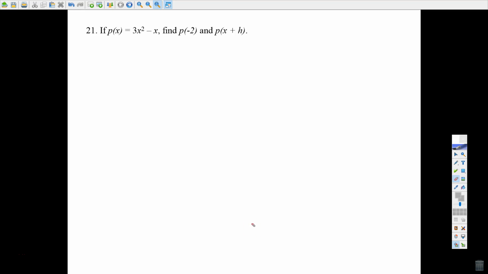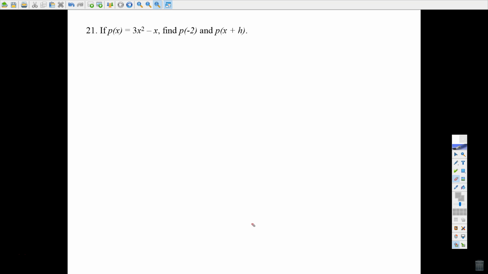On this test review sheet for lessons 3.7 through 4.4, and then we got some review going back to chapters 1 and 2. I had some requests for 3 of the problems, so I want to work through these now. As you can see, this is number 21.